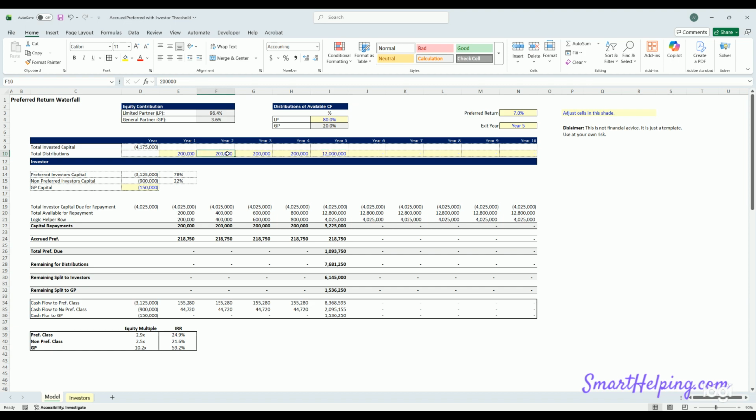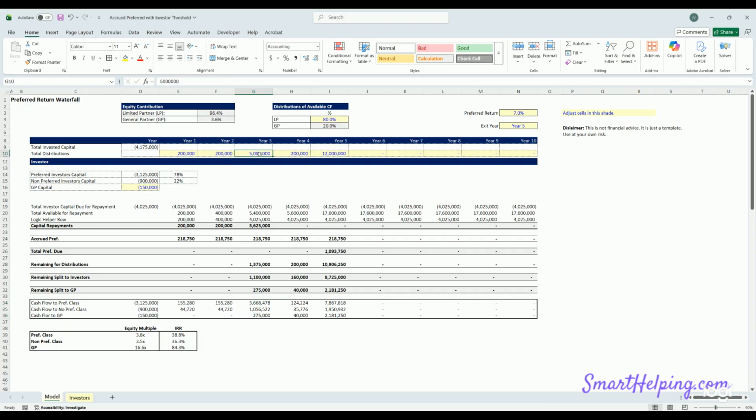Let's say, I don't know, maybe there's a refi, and we had an event here where we were able to pay off the full amount. In that case, let's see what the model does here. I think it's okay. So we had 5 million here. We're saying the full 5 million is distributed, so that's fine. Actually, yeah, that would work fine.